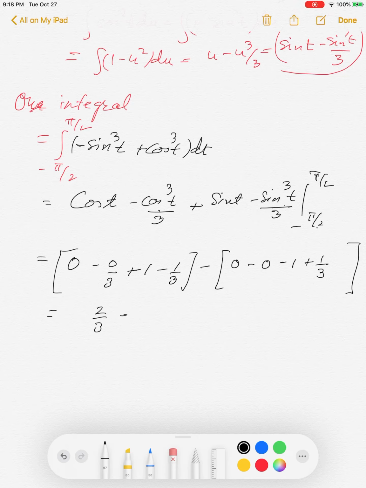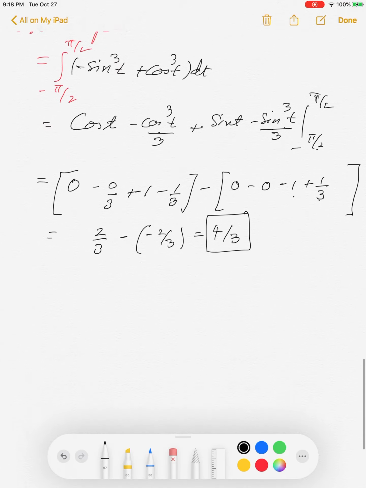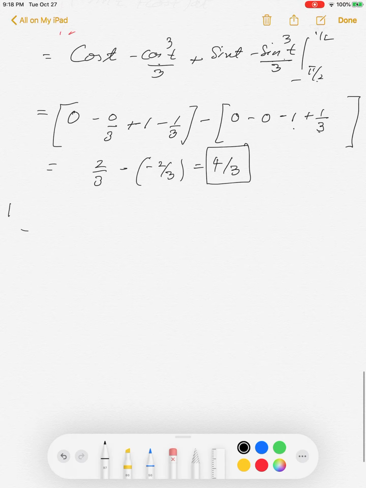Its cube is minus 1. So this becomes plus 1 by 3. So this becomes 2 by 3 minus 2 by 3. So the answer is 4 by 3. Good. Problem 2.